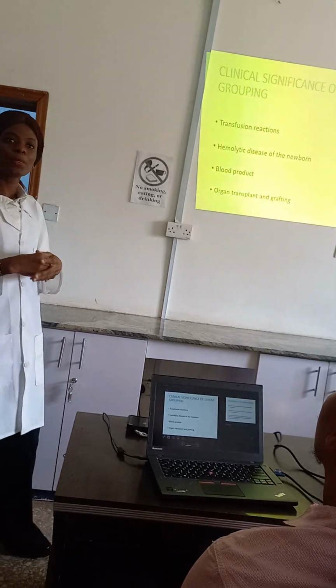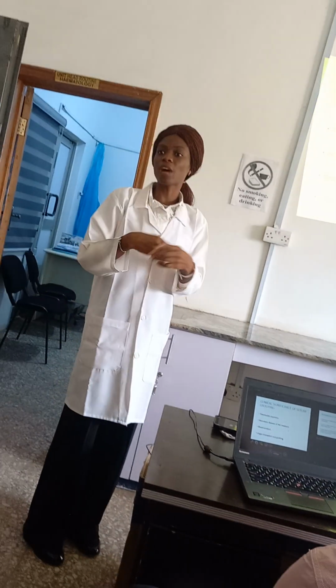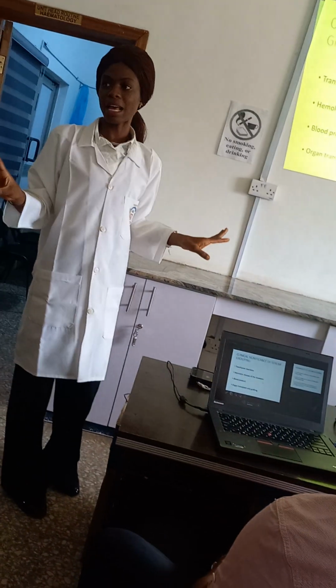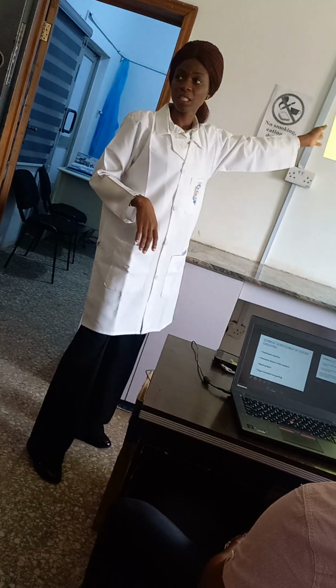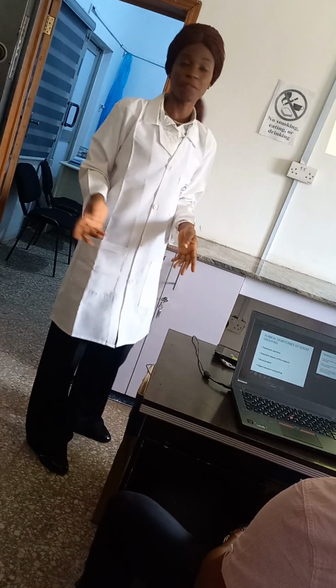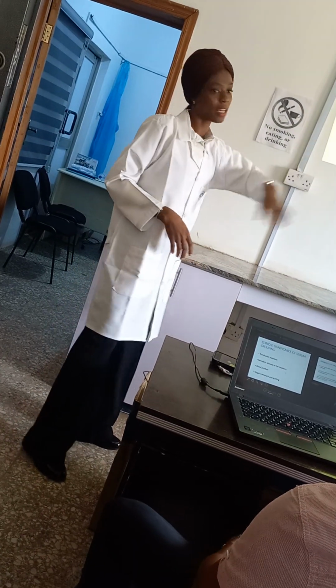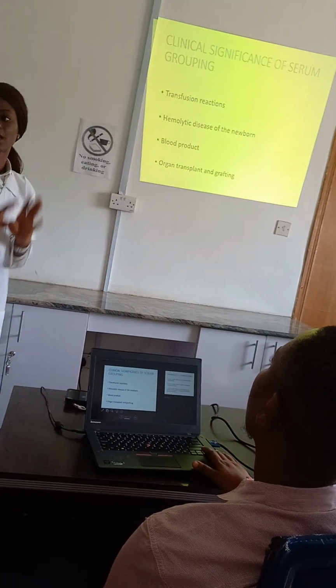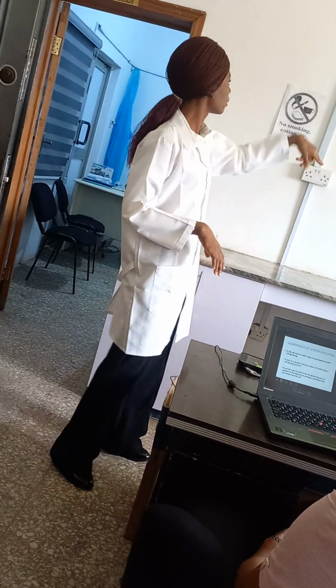Then blood products. So serum grouping is a nice grouping system because most of our blood products, apart from red cell concentrate, cryoprecipitate, fresh frozen plasma, poor platelet plasma, platelet-rich plasma, they don't have red cells. So if you know how to do serum group, it's a plus if you are not sure of their blood groups. Organ transplant and graft. So before you transplant any part of the body from one person to another, you must be sure that their blood grouping matches correctly. Next slide.